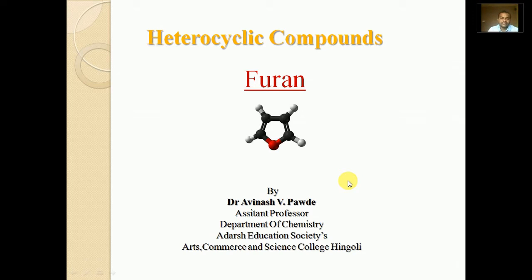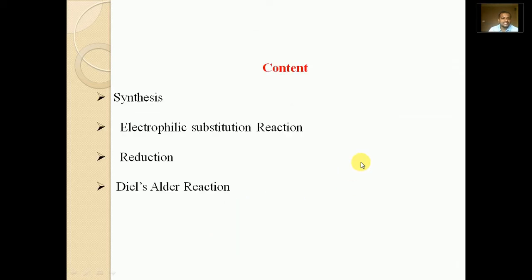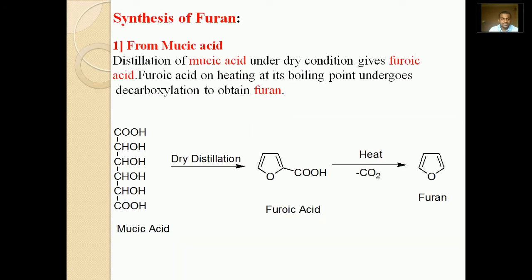As we have seen in the previous video, the five-membered heterocyclic compound furan, its molecular orbital picture, the physical properties, resonance structure and general electrophilic substitution reaction. In this video about furan, we are going to learn its synthesis, some of its electrophilic substitution reactions, reduction reaction and Diels-Alder reaction. First, we will see how furan is synthesized from mucic acid.